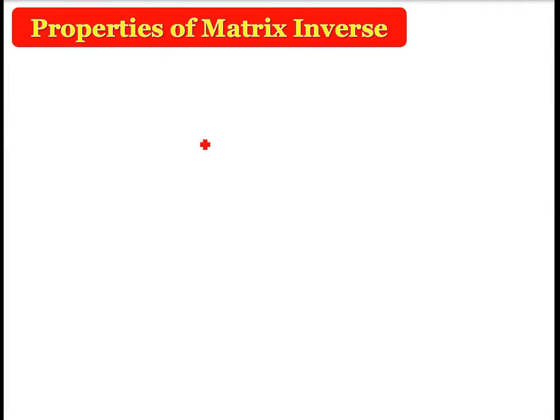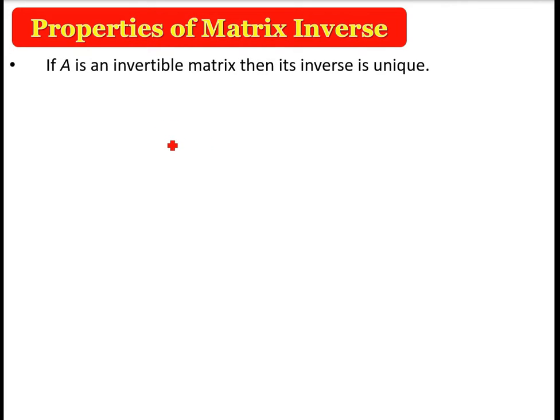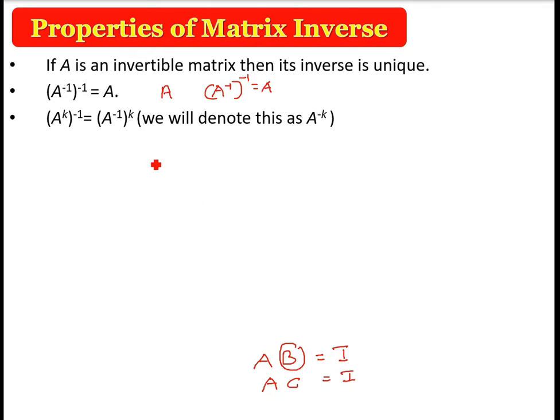There are certain properties of a matrix inverse or inversion of a matrix. If the matrix we are calling A is an invertible matrix, then the inverse will always be unique. That is, if we multiply A with B, B we are calling the inverse, then it is unique. We cannot have A along with C which also gives you I, that is, the identity matrix. If you take the inverse of an inverse, that is, you take A inverse and take the inverse of the inverse, then the same matrix will come. Inverse of the inverse is the same matrix.